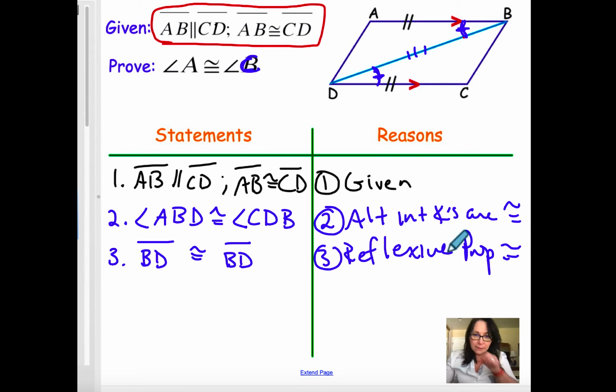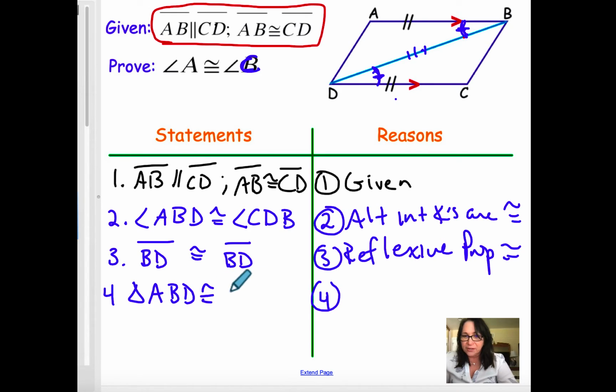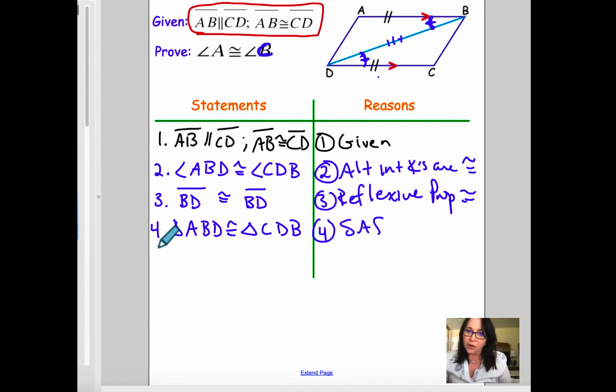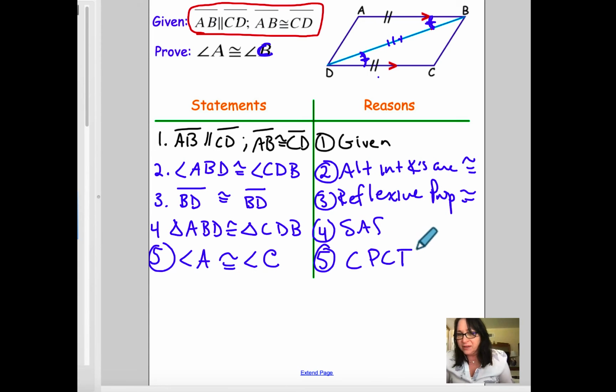of congruence. And now that I have a side, angle, and a side congruent to a side, angle, and a side, I can say that the two triangles are congruent. So I'm going to say triangle ABD is congruent to triangle CDB by side angle side. And once the two triangles are congruent, I can say all the parts are congruent. Therefore, I can say angle A is congruent to angle C by CPCTC.